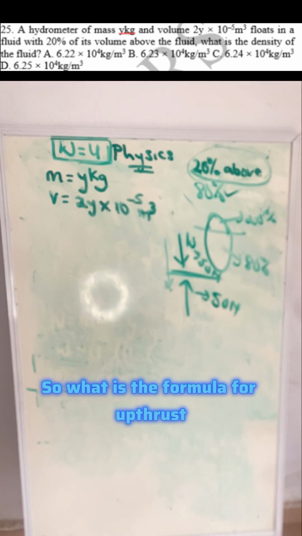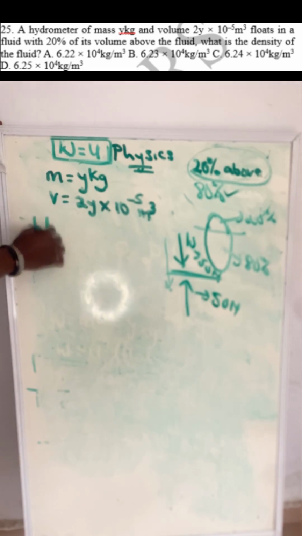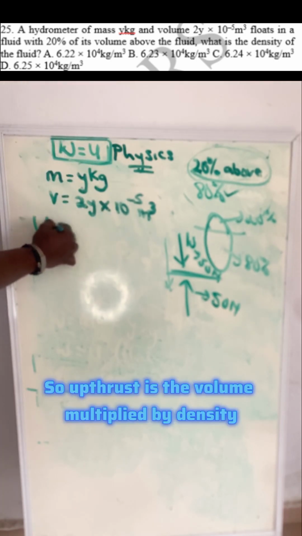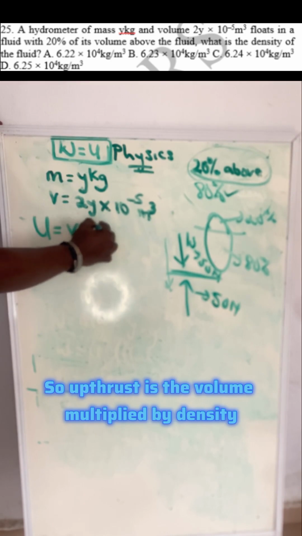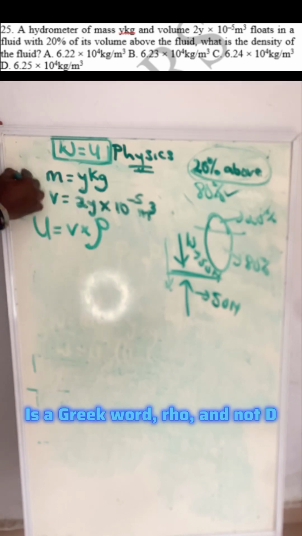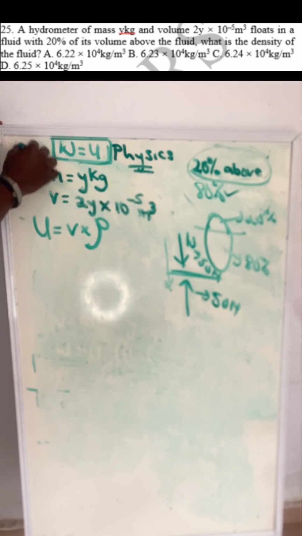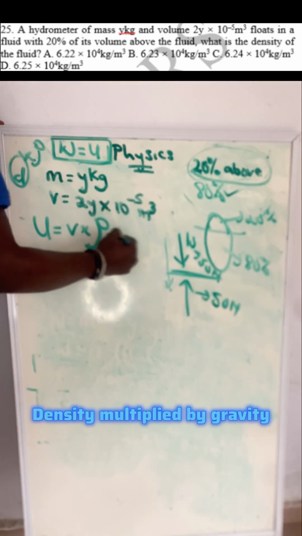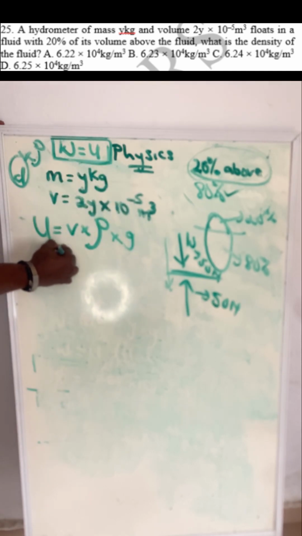So what is the formula for upthrust? Upthrust is also a form of force, like weight, measured in Newton. So upthrust is the volume multiplied by density multiplied by gravity. Density is denoted with rho, a Greek letter, and not d. So volume multiplied by density multiplied by gravity.